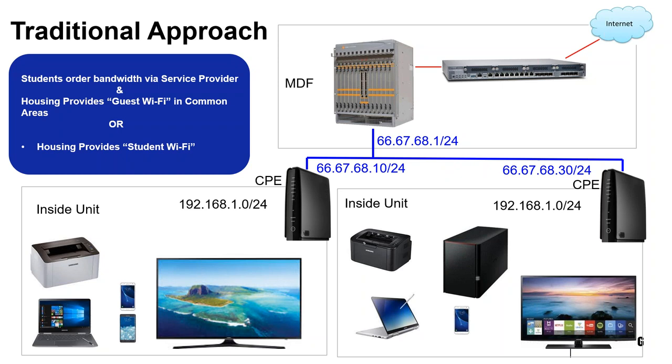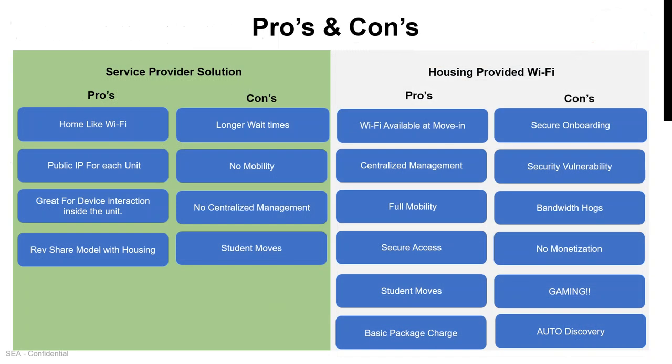If you're in the Apple ecosystem, they use Bonjour for discovery. The idea is that they all work on the concept of multicast DNS, which is very well designed to work in a private network space, typically a home Wi-Fi environment, and that's why they work very well. The same thing applies to casting if you want to mirror your content onto your TVs and things like that. So the inside-unit device interaction works beautifully in this type of model.